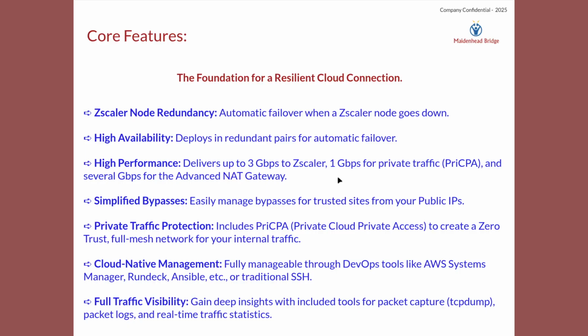high availability. First is Zscaler node redundancy, which is automatic failover. When the Zscaler primary goes down, it goes to the secondary, and if the primary goes back, it can return to the primary, or you can keep the communication with the secondary. This is automatic failover and recovery for the nodes.